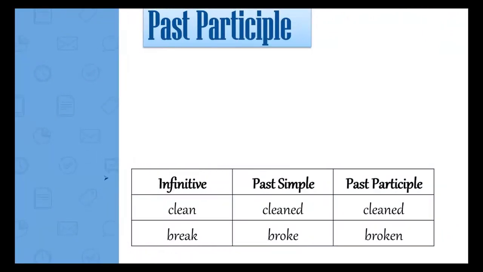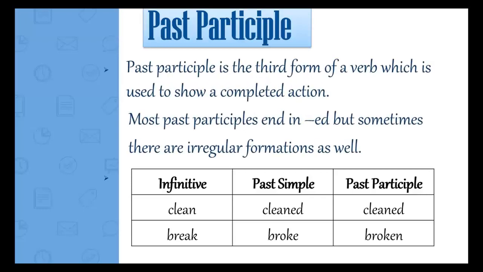As an English student, you must have seen a table like this consisting of 3 columns, one for the infinitive, the next one for the simple past, and the third one for the past participle. The third form of the verb that's usually written on the right side of a table like this is the past participle. A past participle is quite simply the third form of the verb which is used to show a completed action. Most past participles end in ed, but sometimes there are irregular formations as well.